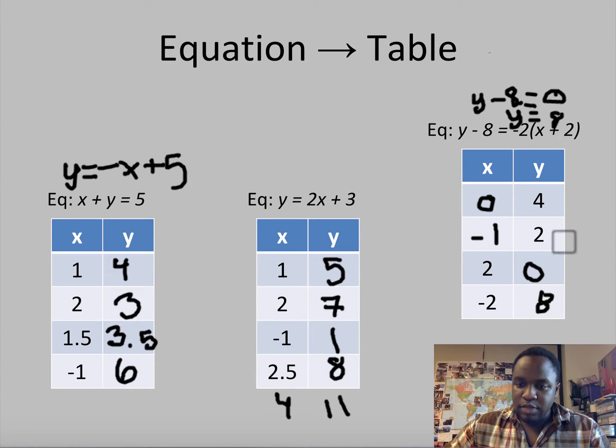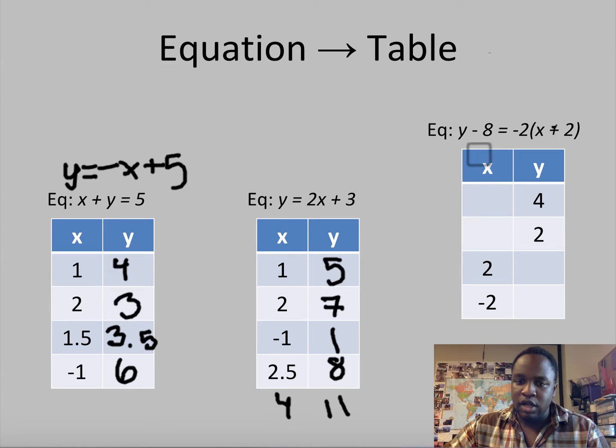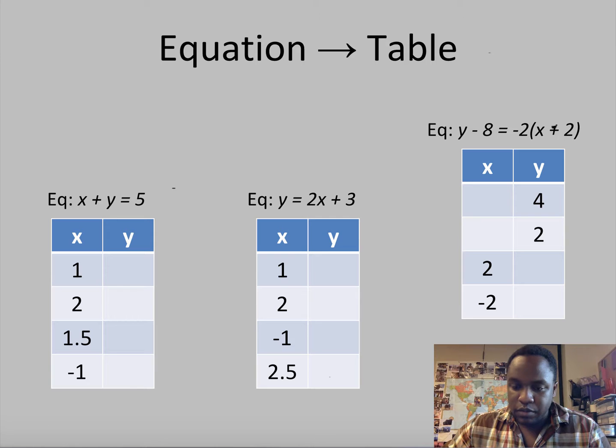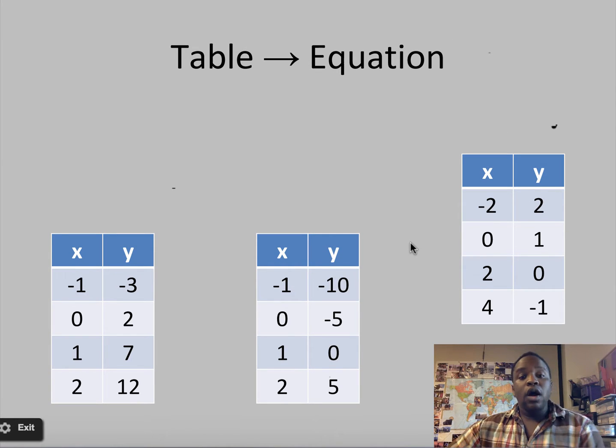All right. Let's move on to the next one after I finish erasing all of this. All right. So now we're going to go the opposite direction. So we went from equation to table. Now we're going to go table to equation.